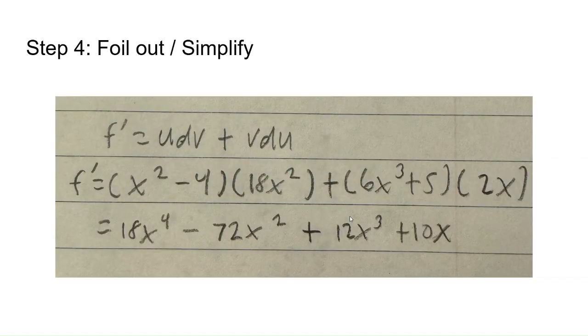And after this, you could simplify and FOIL these terms out. And in this case, FOILing out and simplifying this equation, it would get us to 18x to the power of 4 minus 72x squared plus 12x to the power of 3 plus 10x.